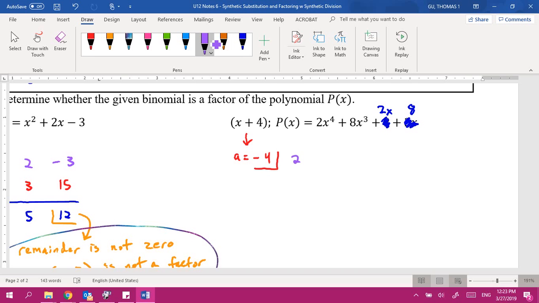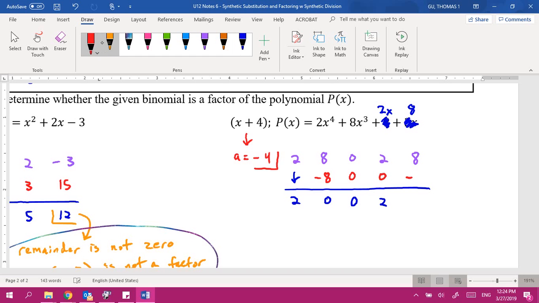So now, what are my coefficients? 2, 8, 0, 2. Why did you put a 0 right here? There's no x squared in between the x cubed and the x. That's right. Very good. All right. So let's put our numbers here. First, we're going to bring down the 2. Multiply by negative 4, which is negative 8, plus 8 is 0, times negative 4. 0 plus 0. 0 times negative 4. 2 plus 0. 2 times negative 4. 8 plus negative 8.